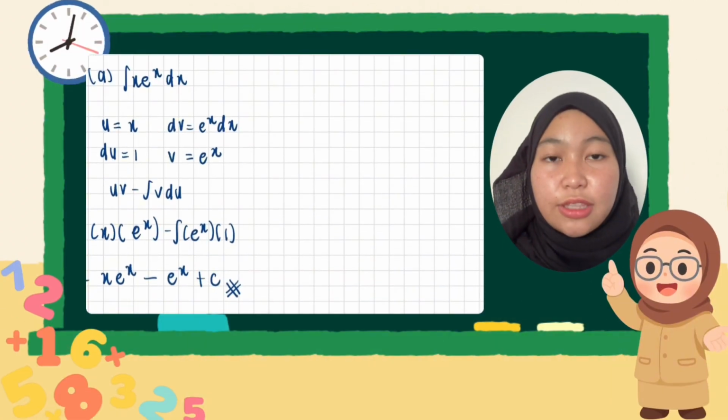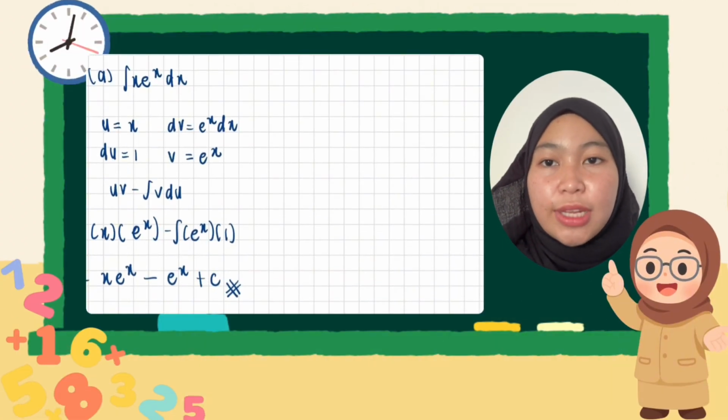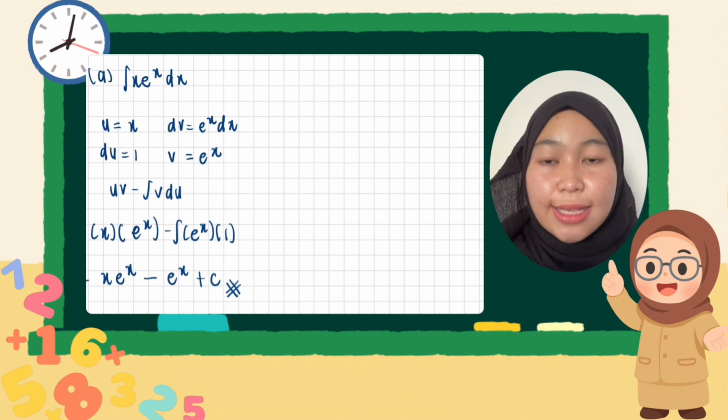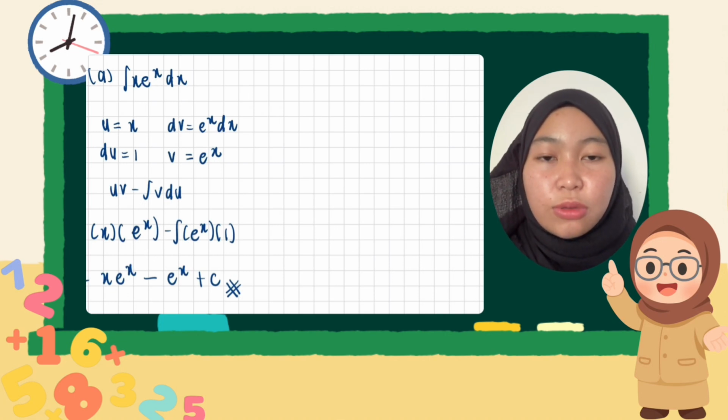To evaluate the integral of x e^x with respect to x, we apply the integration by parts method, which is based on the formula. First, we choose our components by setting u equal to x and dv equal to e^x dx. Next, we find their respective counterparts by differentiating u to get du equal to 1 and integrating dv to find v equal to e^x.